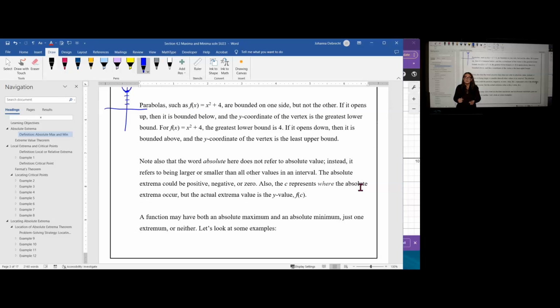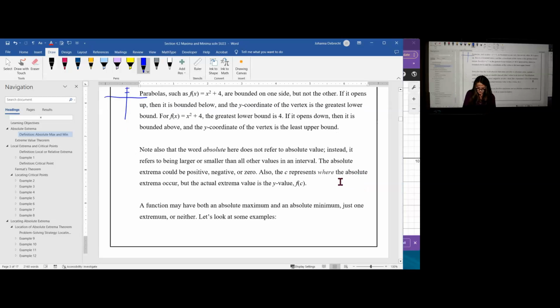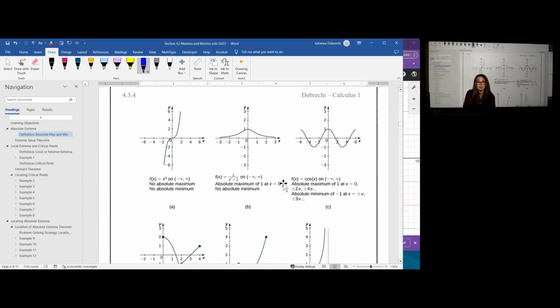The absolute maximum y value is 1, that least upper bound. And the absolute minimum is -1, the greatest lower bound. It occurs infinitely often, but the absolute maximum itself is a single number, as is the absolute minimum. But again, it occurs infinitely often on the graph of sine and cosine. Let's take a look at some examples.